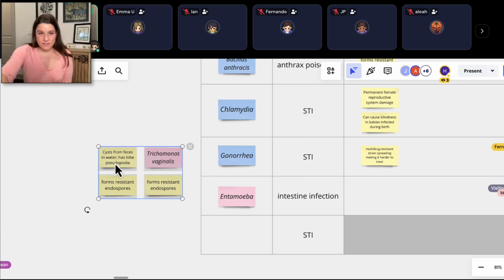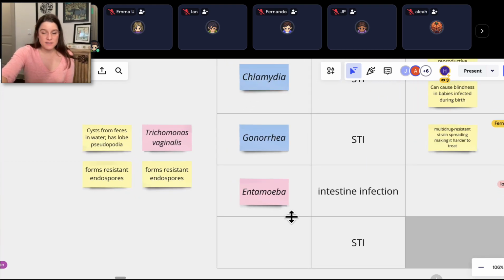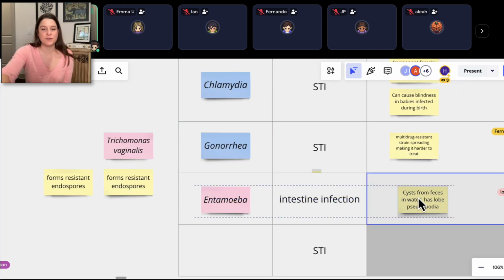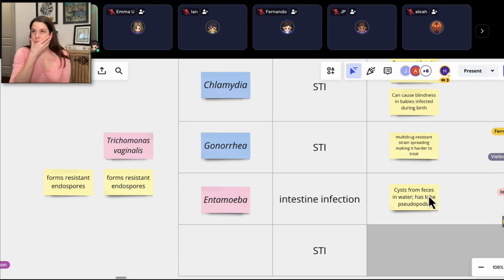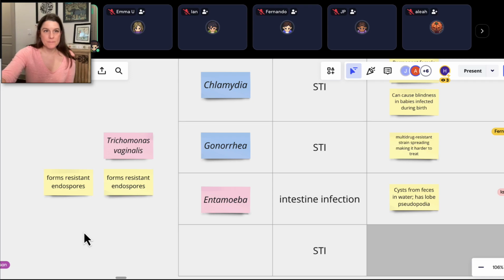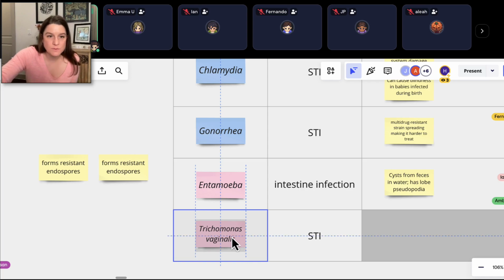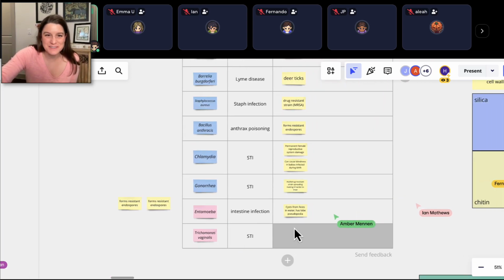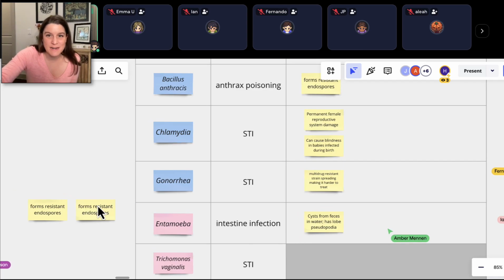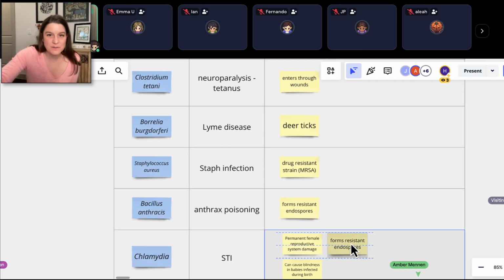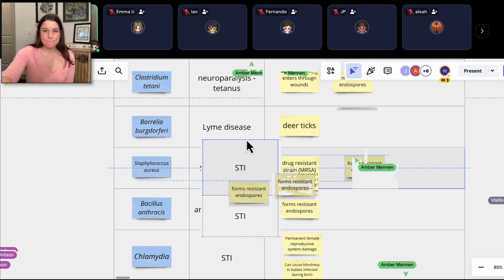Entamoeba is, in fact, the other intestinal infection. Cyst from feces in water has those lobe-like pseudopodia. Entamoeba is one of those amoebozoan groups in the Unikonta supergroup. And then Trichomonas vaginalis is the last STI here. I don't have anything specific about this here. Forms resistant endospores. Oh, I did have this. That's interesting. Okay, so that goes with Clostridium tetani, and that also goes with Clostridium botulinum.